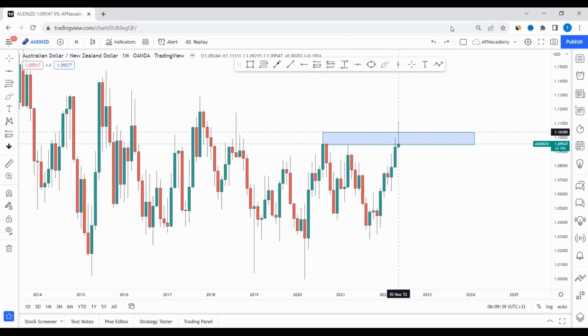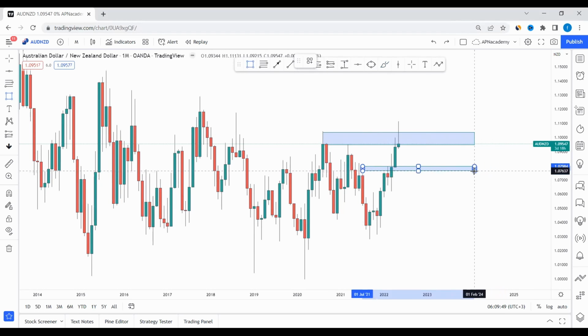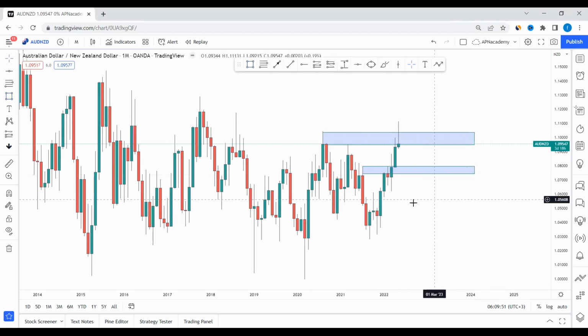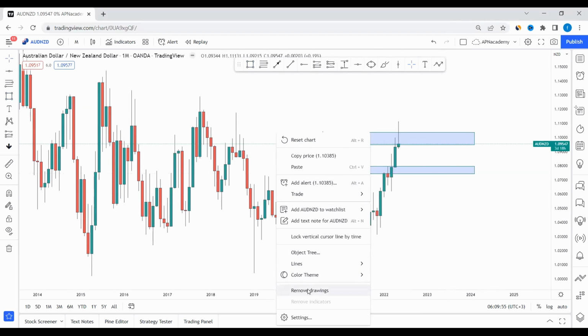So this is our, sorry. Let me just put it back. I removed it. So this is our level where we expect price to come to. Now for direction, but you can remove them, right? Remember we said monthly gives us direction.